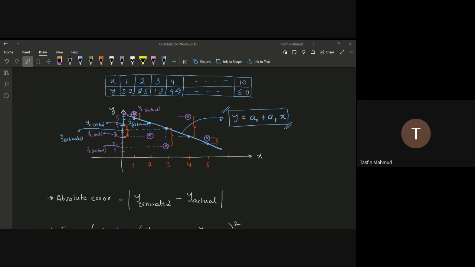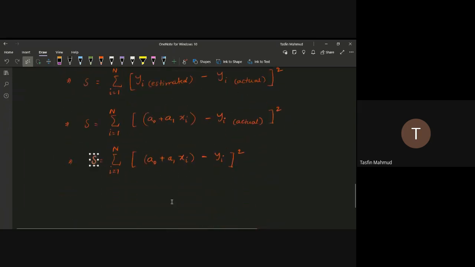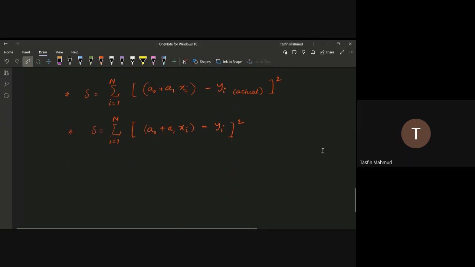So we are going to take the derivative of this error, the summation of all the errors, with respect to a naught and a1. So let's take the derivative and we will equate that derivative with 0 to determine the minima. So I'm going to take the derivative here, del S by del a naught.